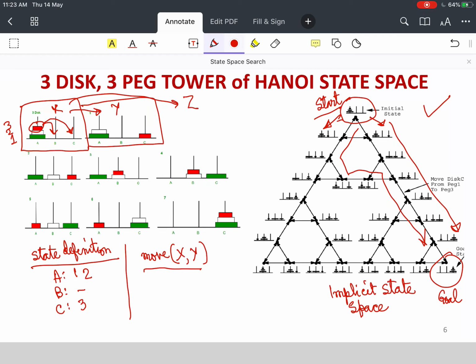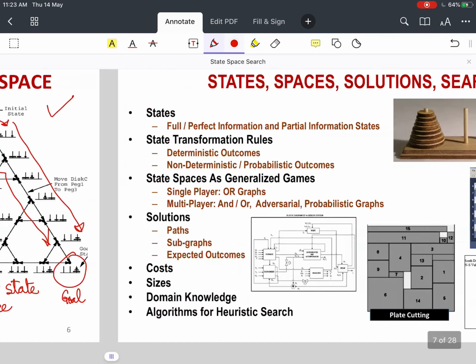Our objective is that this state space may not be provided explicitly. Just from the state transformation rules, the start state and the goal definition, we want to move on to finding the solution. This 3-disk 3-peg Tower of Hanoi is a simple problem, but if we move to an n-disk k-peg Tower of Hanoi that we had just discussed, it will become a very large state space.